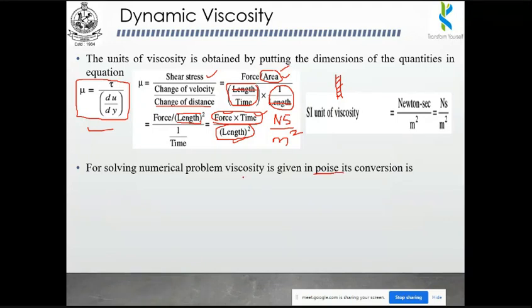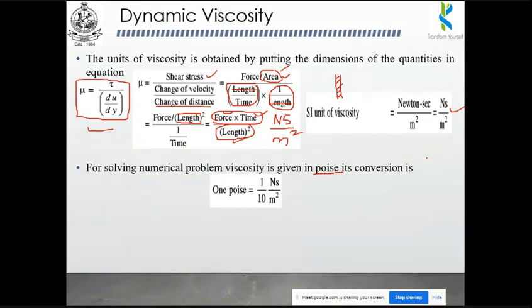Okay, for most of the dynamic viscosities, it will be denoted in the unit called poise. So you have to convert this poise into Newton seconds per meter square. Okay, so you have to do the unit conversion. One poise is equal to 1 by 10th of Newton seconds per meter square. Please make a note of this right now: one poise is equal to 1 by 10 Newton second per meter square.